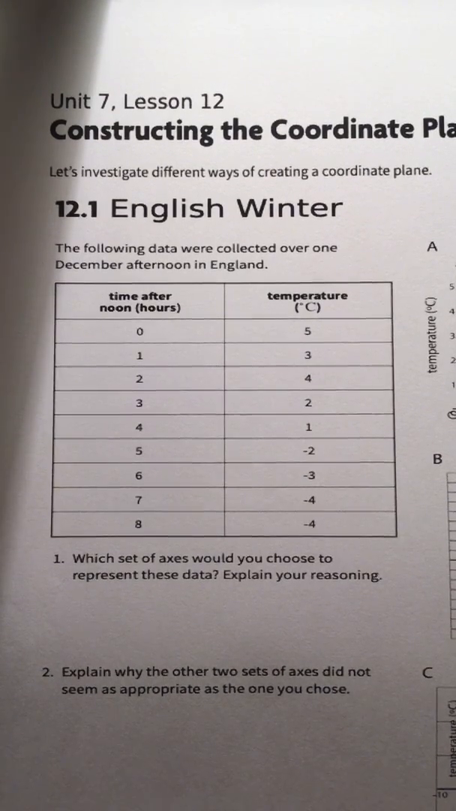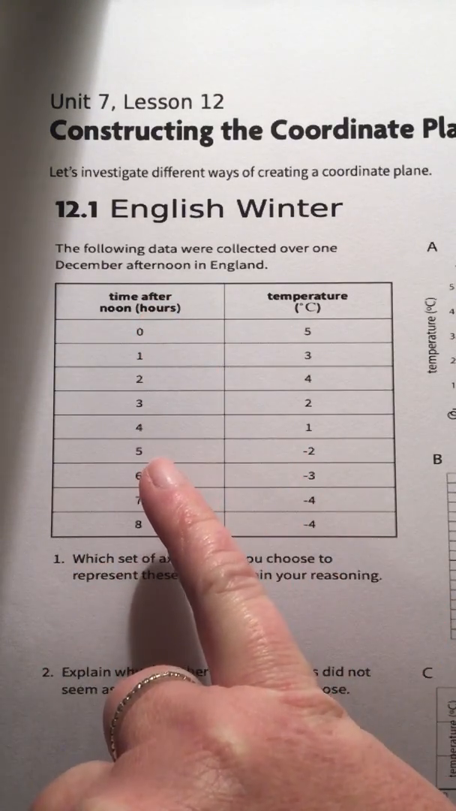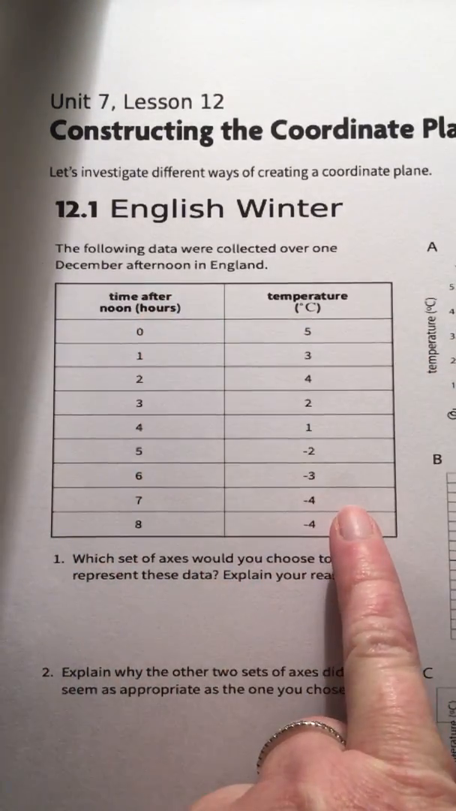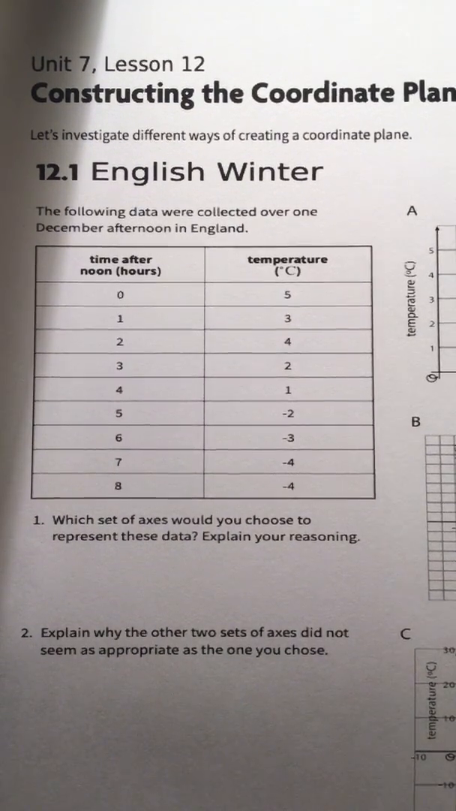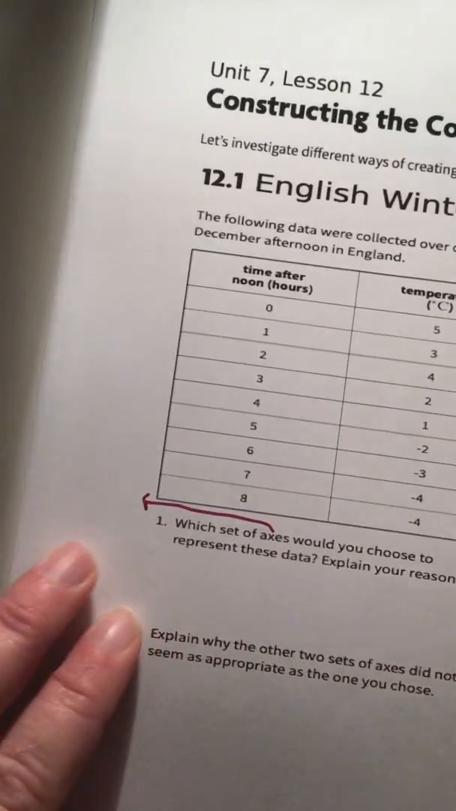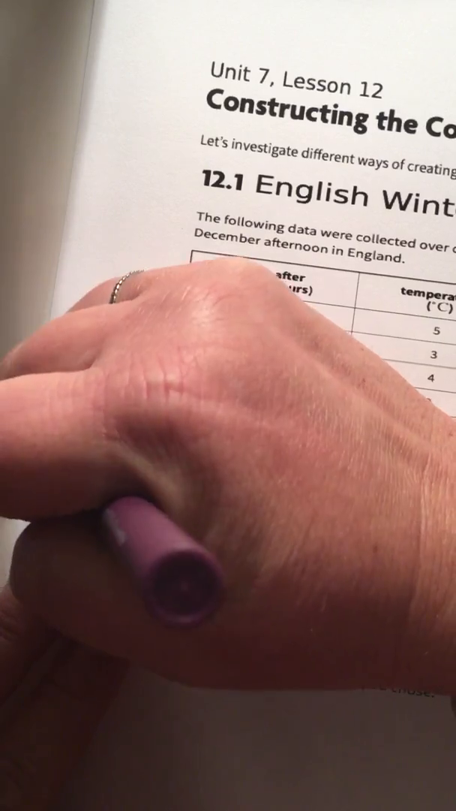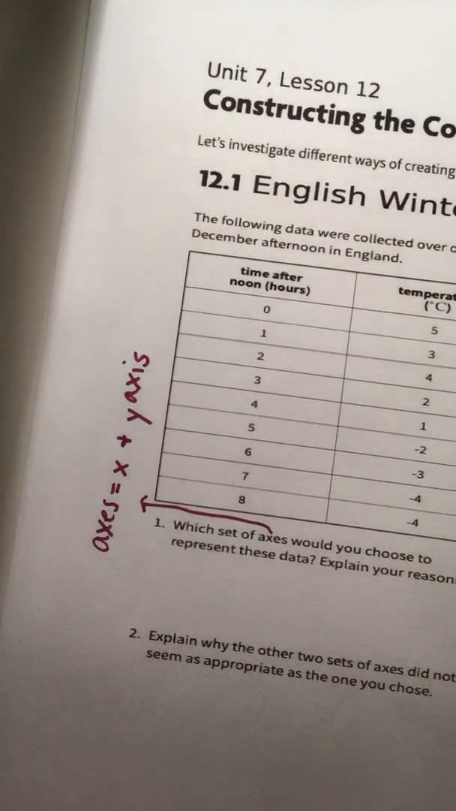So in English Winter is the title of our warm-up, and it says the following data were collected over one December afternoon in England. So this row is the time afternoon, okay, and then this row is your temperature. All right, so it says which set of axes, which is this means, and you're going to want to add this to your glossary, the x and y axis, okay?